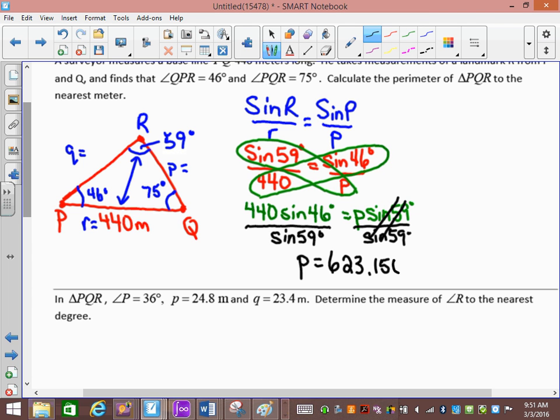623.156. I'm going to go over here and side P is 623.156. And then we're going to do the other one. So I'm going to use sine R over r again.